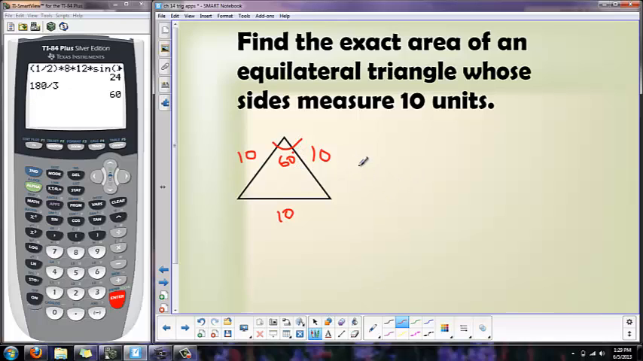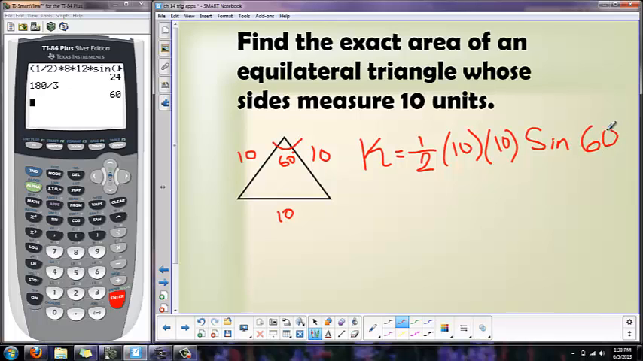60. So K, or the area, is equal to 1/2, and then all we need are 2 of the sides, not 3. Side times side times the sine of 60. Okay? Now, they're saying exact area of an equilateral triangle, which leads me to believe that if I type this whole thing into my calculator, it's going to give me a decimal, and that's not what they want.